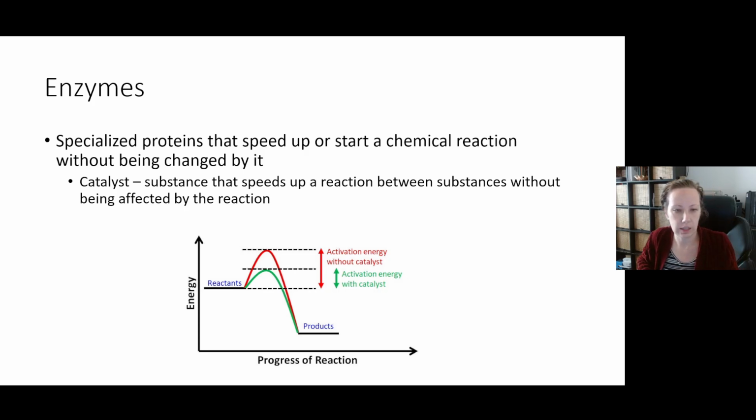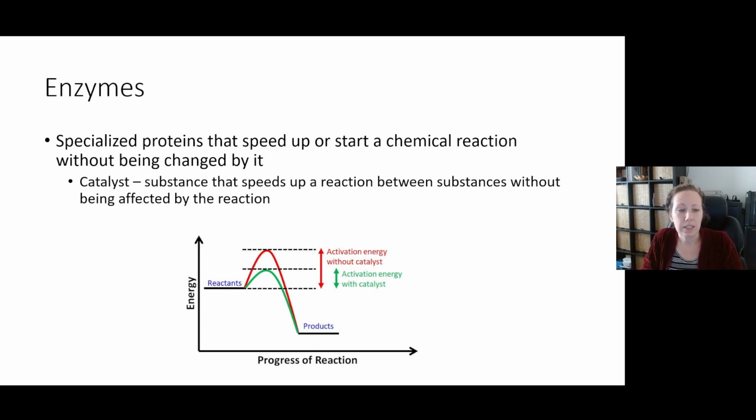Okay, so what is an enzyme? If you've had chemistry, you should be pretty familiar with this, and this little graph on this slide should look familiar. So enzymes are proteins that speed up or start a chemical reaction without being changed by it. And because enzymes are not changed by the chemical reaction, they can be used over and over again. Because of that, many enzymes are found in pretty low concentrations because they can fulfill their function by just being constantly used.